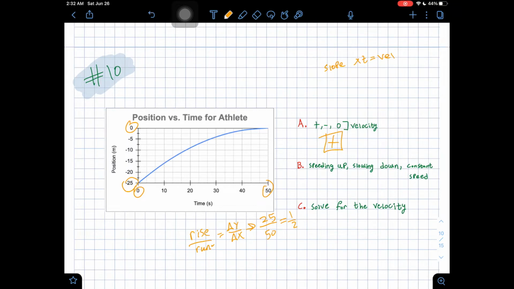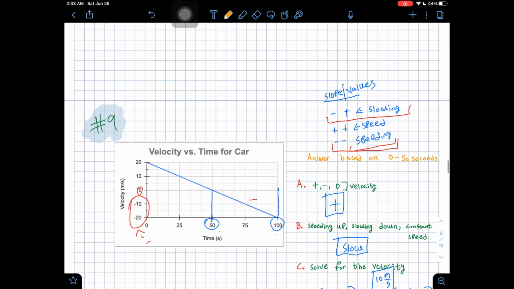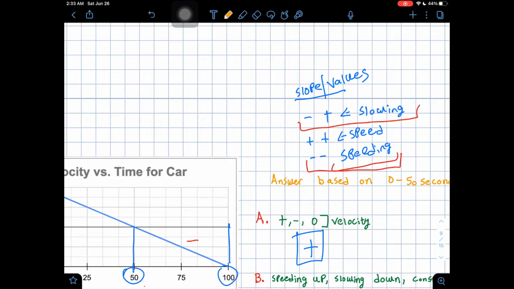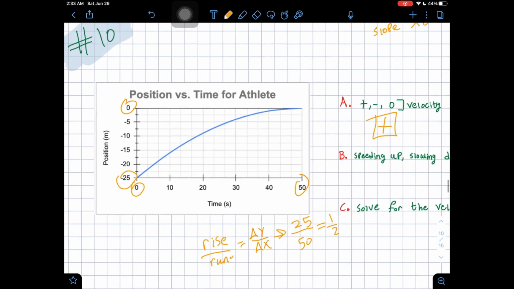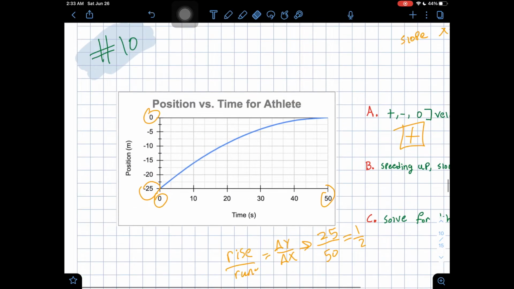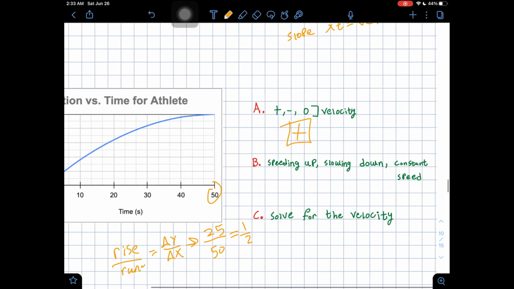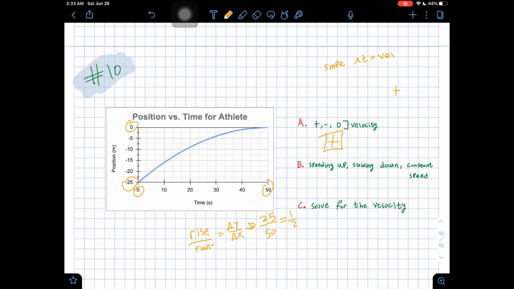B is asking us to figure out if it's speeding up, slowing down, or at a constant speed. If you remember, in the last video, we said that if the signs are the same for the slope and the values, it is speeding up, and if they are opposite signs, such as a negative slope and a positive value, it is slowing down. So now in this scenario, we can see that all our values are negative, and the graph has a positive slope. So we have a positive slope and a negative value. So this one is slowing down.